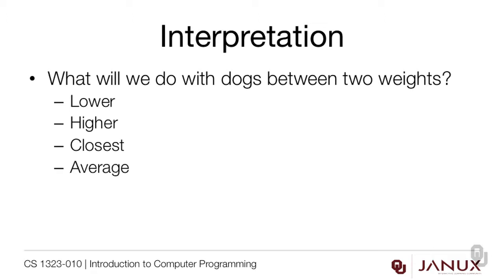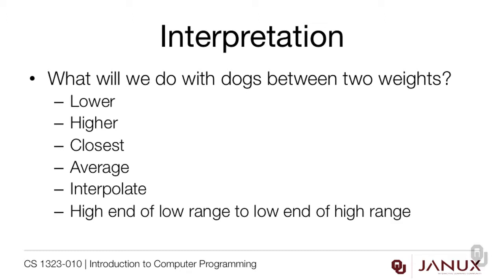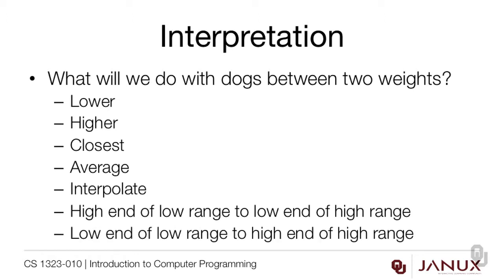Well, maybe we should do something like an average, or maybe we should interpolate. Now, interpolation is a fancy term, but all it means is draw a line and pick a place along that line. It's a little bit beyond what we want to do in this class mathematically, but it is a possibility. Maybe we should list from the high end of the low range to the low end of the high range. Well, I guess that could work, but what if they don't intersect? And we could go from the low end of the low range to the high end of the high range, but then you're really not helping people much because they're getting this huge, huge range.